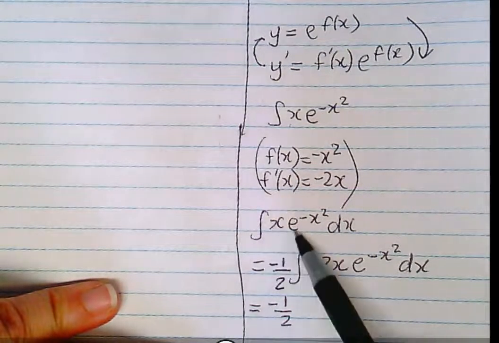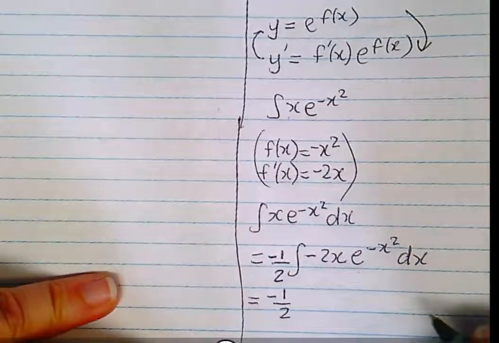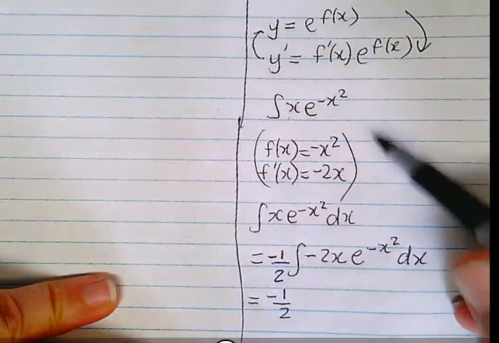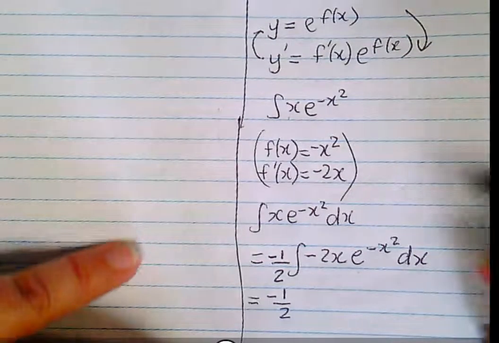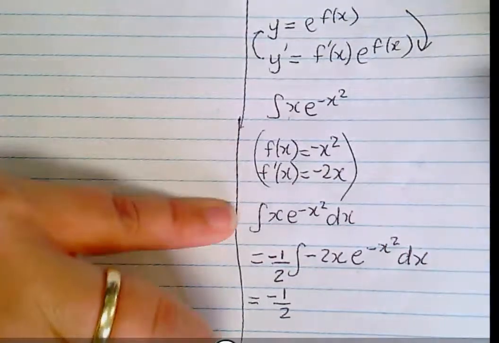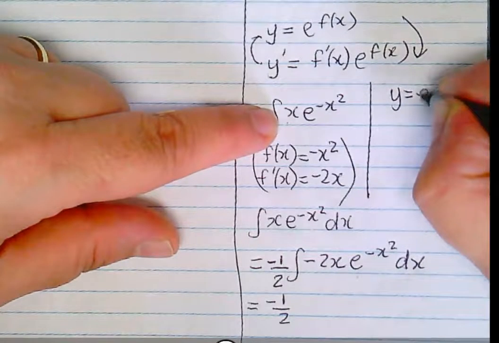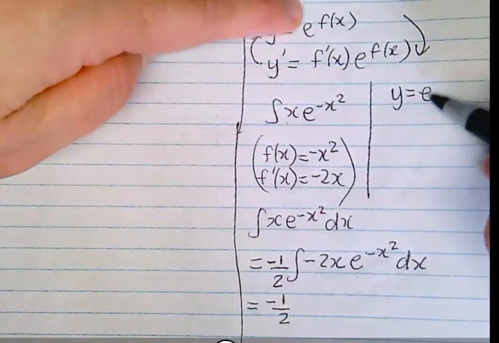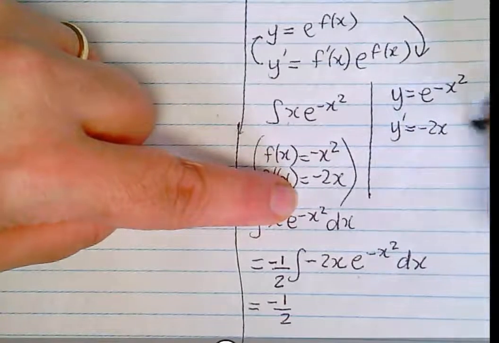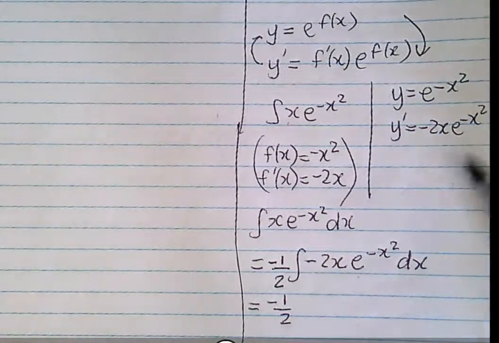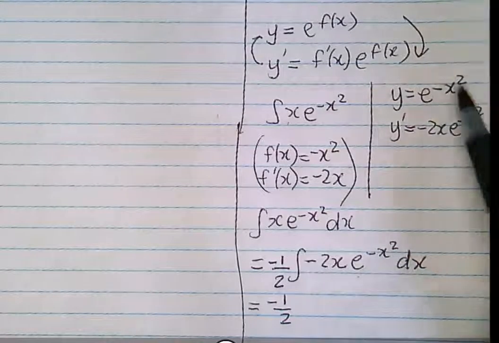this integration of x e to the negative x squared is the same as negative 1/2 times the integral of negative 2x e to the negative x squared. Remembering that if we differentiate, so sorry, I should just finish this off. Back over here, if I have y equals negative e to the function of x, in other words, e to the negative x squared, then y dash is negative 2x e to the negative x squared. That's what I was trying to do. So therefore, if you integrate negative 2x e to the negative x squared, you'll get e to the negative x squared.